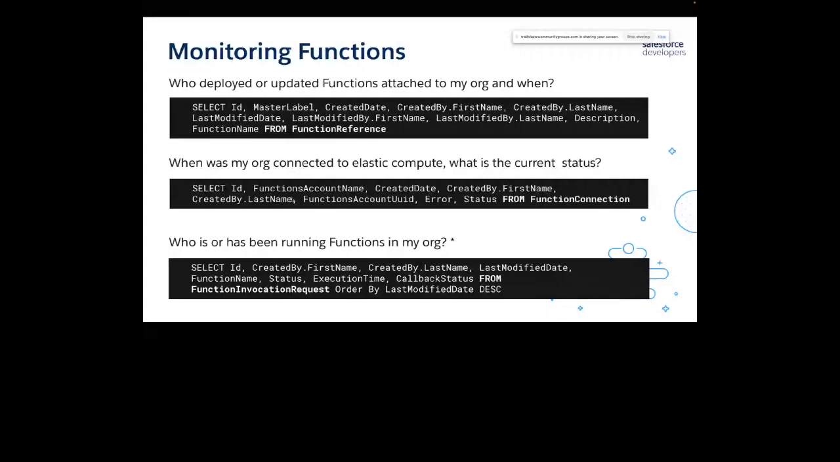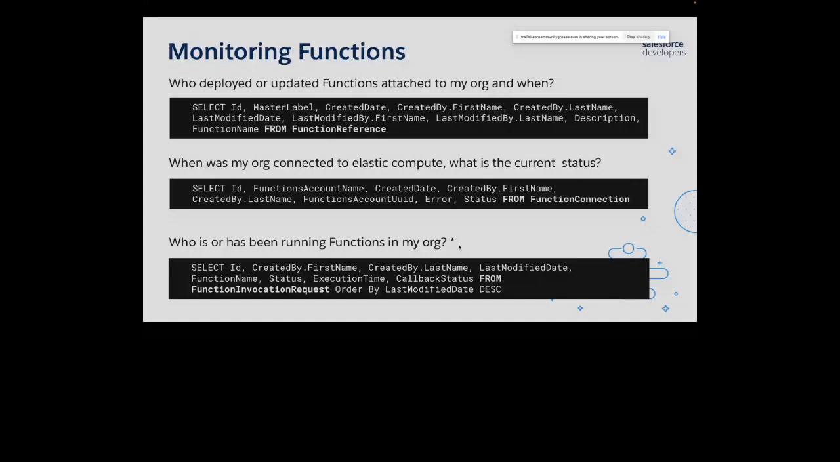You can query the function connections as well, that is the elastic compute or the compute environments that are there. You can query all the different instances where the function has run. So let's say somebody has invoked your function, the function has run 10 times. You can actually see who fired that invocation request, how long it has executed, what is the name of the function. All of that is available to you using these metadata objects that you can query.